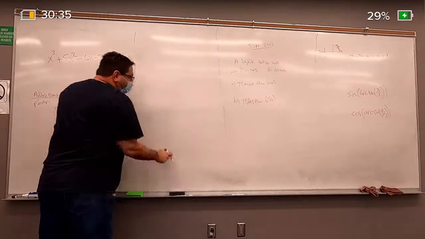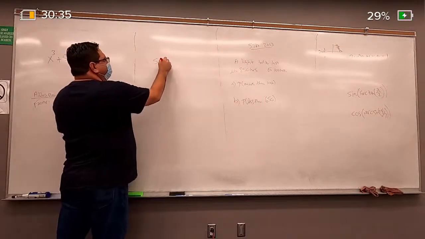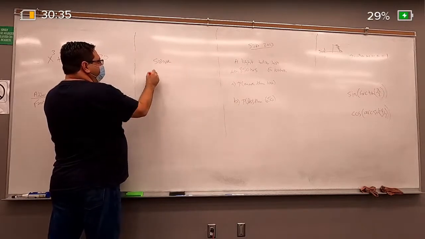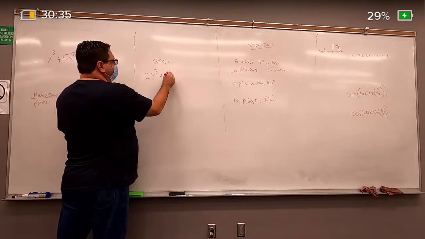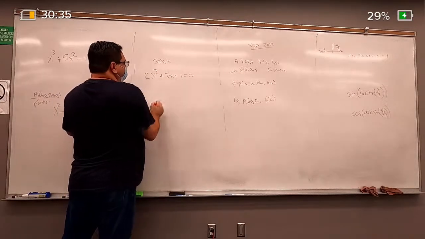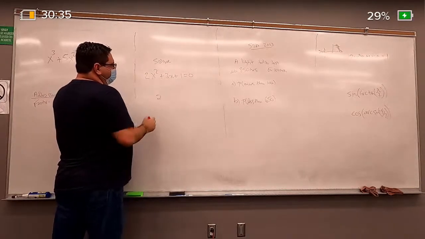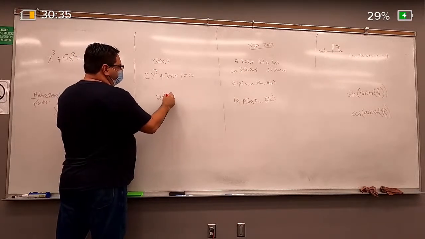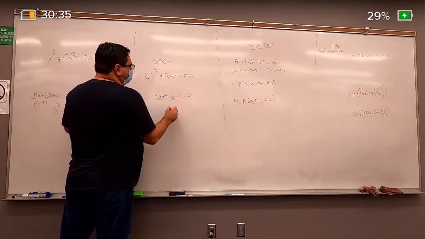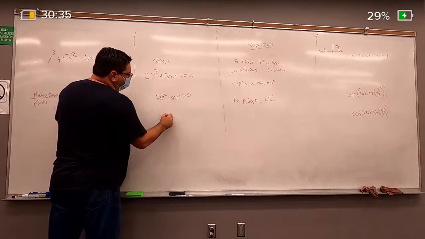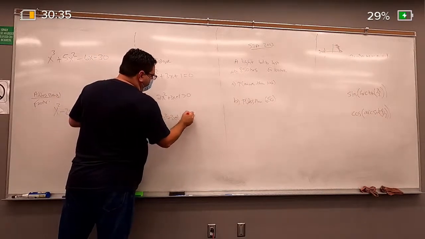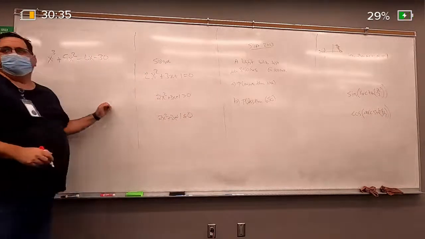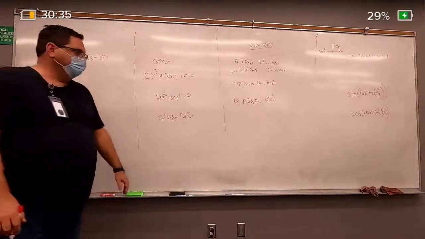All right, let's try another one similar to that. Here we go. Let's say we're going to solve 2x squared plus 3x plus 1 is equal to 0. And then we'll do 2x squared plus 3x plus 1 is greater than 0. And 2x squared plus 3x plus 1 is less than or equal to 0. All right, we'll try those.